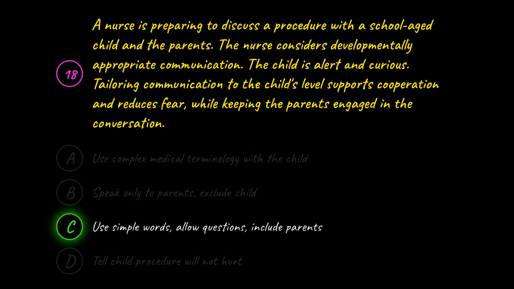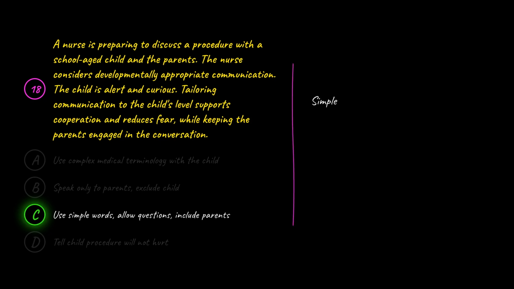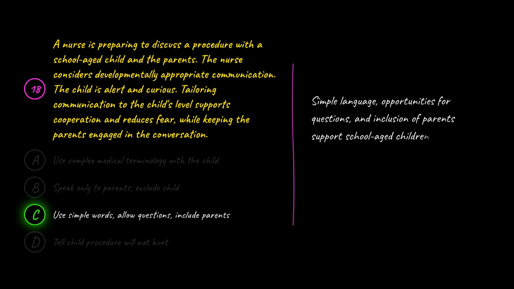The correct answer is C. Use simple words, allow questions, include parents. C is correct because simple language, opportunities for questions, and inclusion of parents support school-aged children. The child develops trust through honest, age-appropriate communication, and the parents reinforce understanding during and after the conversation as the procedure approaches.